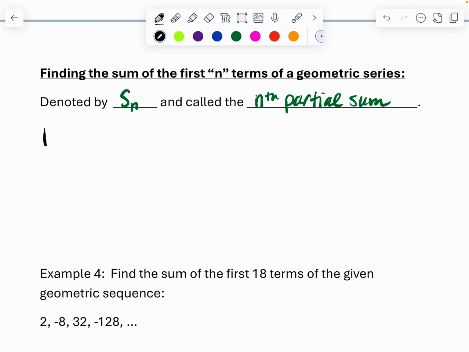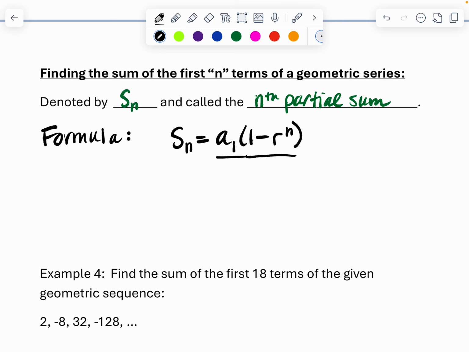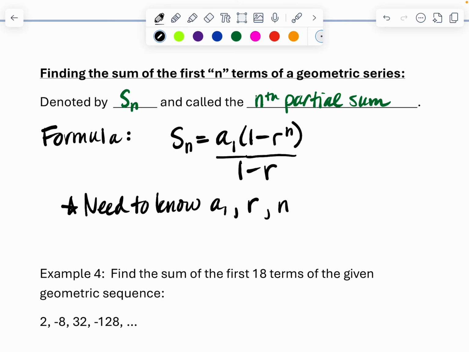The formula for doing this for a geometric series, or for a geometric sequence or series, because a series is when we add them up, the partial sum is the first term times 1 minus the common ratio to the nth term, over 1 minus the common ratio. To do this, you need to know what the first term is. So we need to know a sub 1. We need to know what the common ratio is, and we need to know how many terms we are adding.